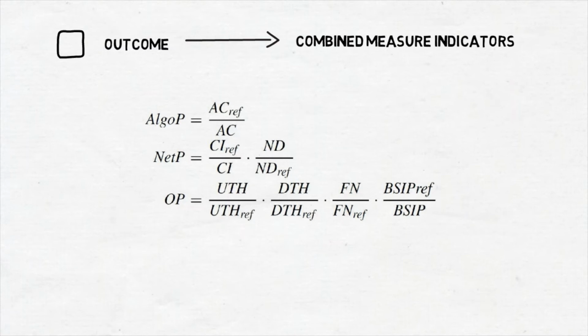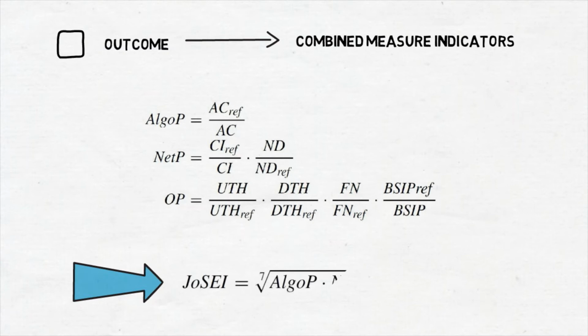And the operational profile is computed as the product of uplink throughput, downlink throughput, fairness, and base station to base station interference power ratios. Thus, the first and main indicator is the joint scheduling effectiveness indicator, computed as the geometric mean of the 3 profiles.